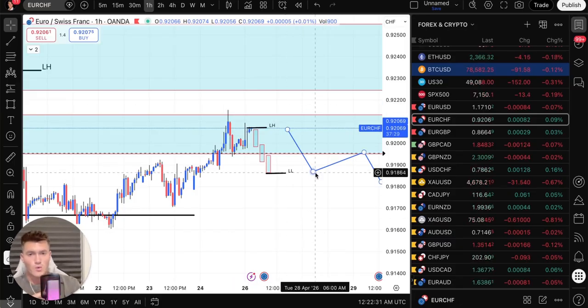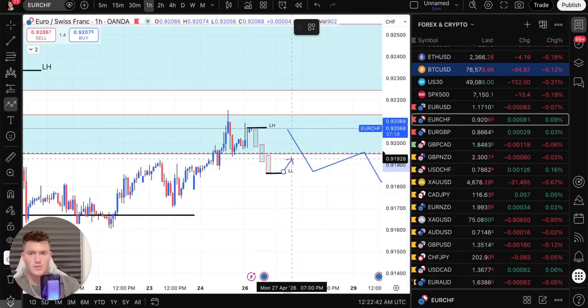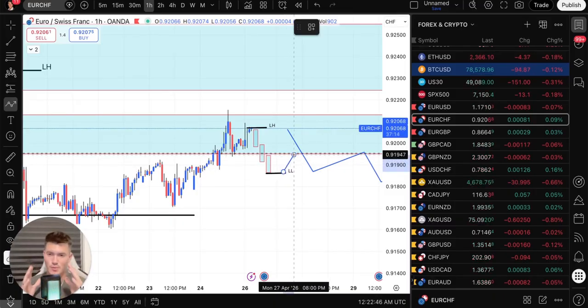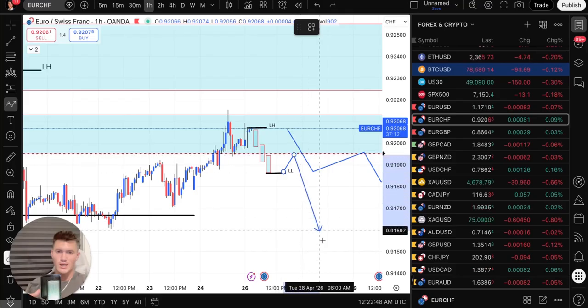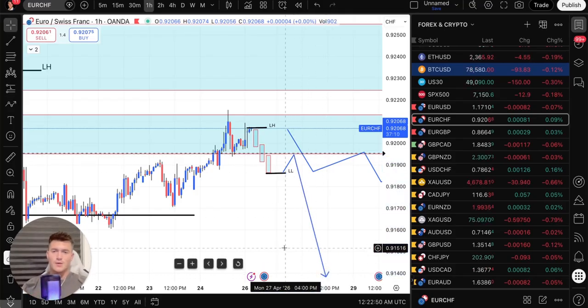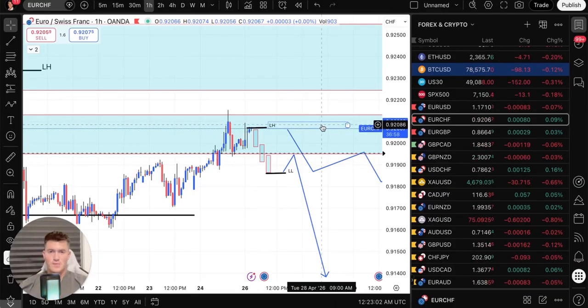What I would wait for is this little pullback. Just a slight little pullback so I can get the best entry possible. This is where you get your sniper entry. Enter there and then let price do its thing. If you go into a little bit of drawdown, it's okay.